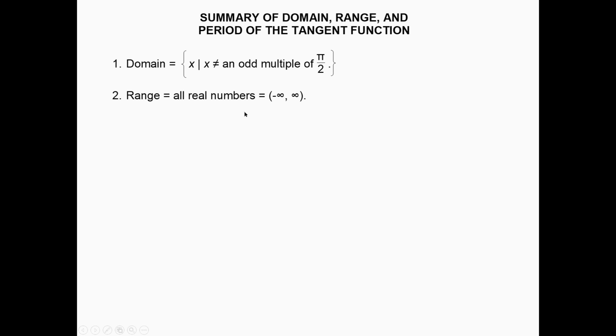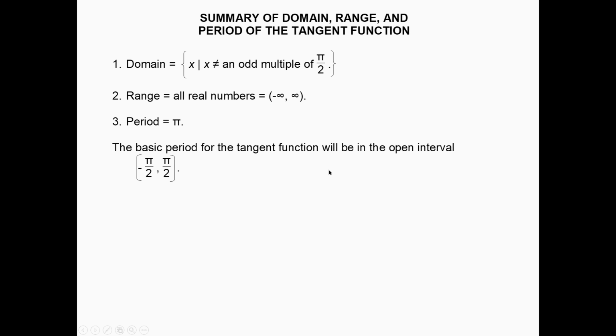Okay, so summary of domain, range, and period of the tangent function. The domain is all x's such that x does not equal an odd multiple of pi over 2. The range is all real numbers, minus infinity to infinity. The period is pi. We will sketch the basic period from minus pi over 2 to positive pi over 2. Okay? And it's an open interval, because remember, the odd multiples of pi over 2 make the denominator equal to 0. Remember, that's where the x-coordinate is 0 on the unit circle.